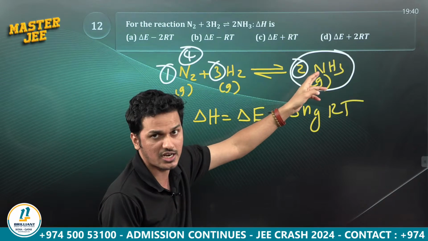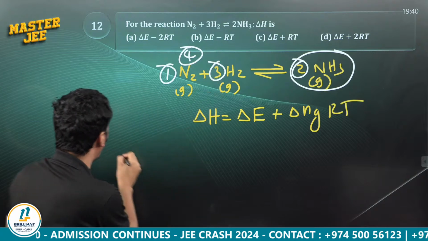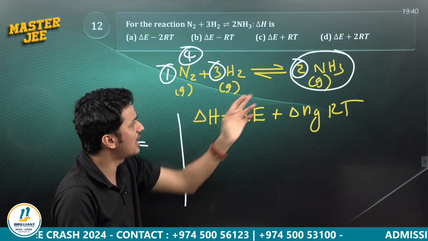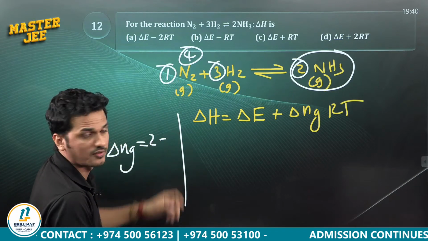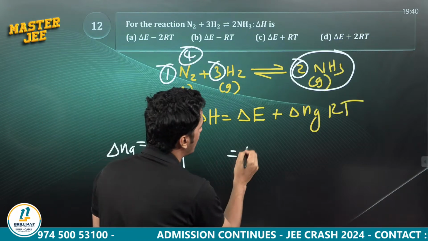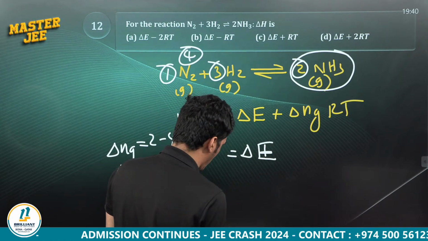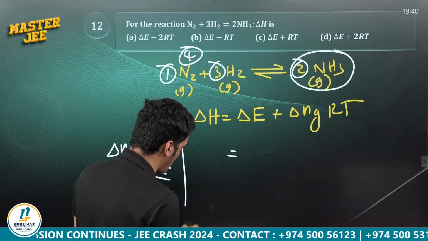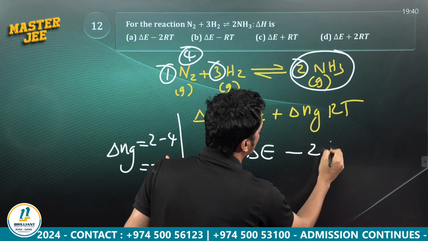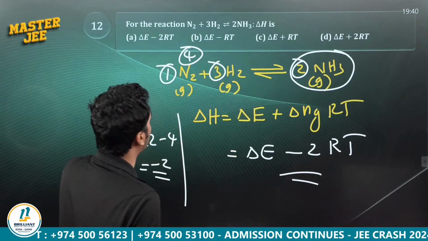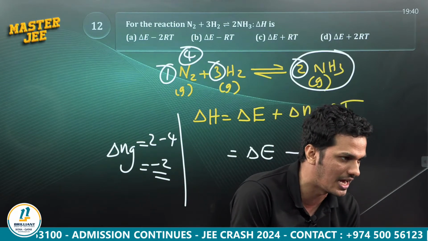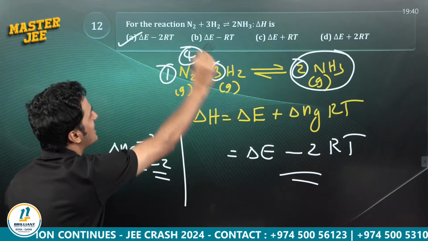Listen to me very carefully. 2 gaseous products are there, 4 gaseous reactants are there. Then what is delta Ng? Delta Ng equals number of moles of gaseous products, 2, minus gaseous reactants, 4. So 2 minus 4 equals minus 2. So we can write delta H equals delta E minus 2RT. That's the option. Yes, Smriti Ganesh, correct. Zakil, yes, correct. Option A is the correct one.